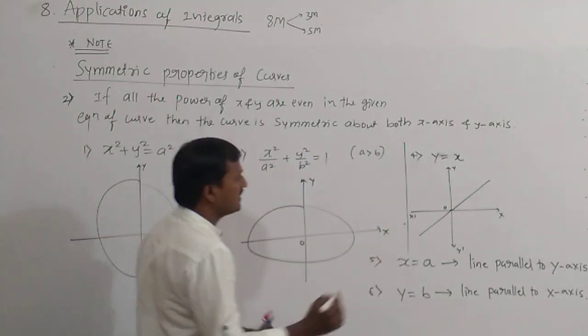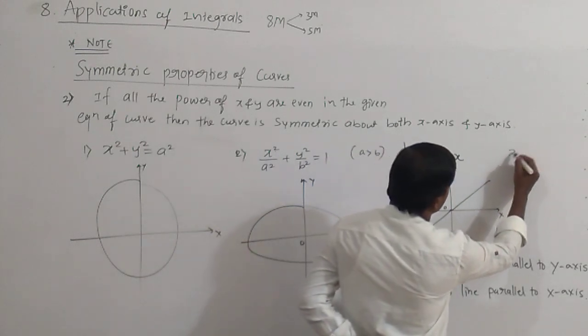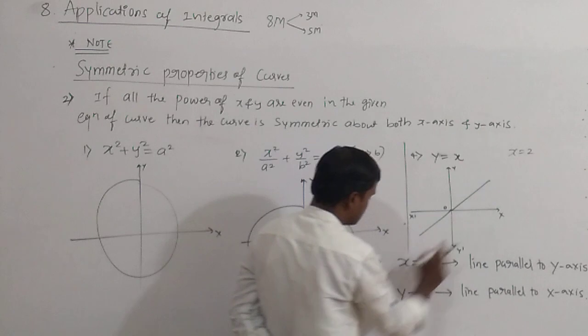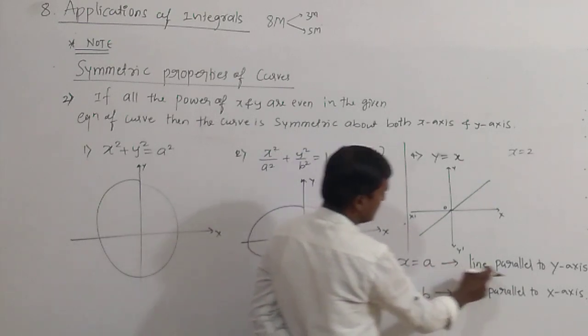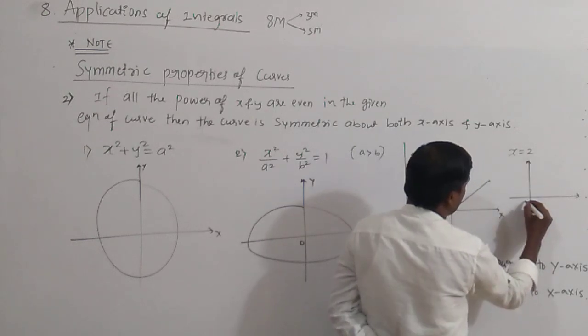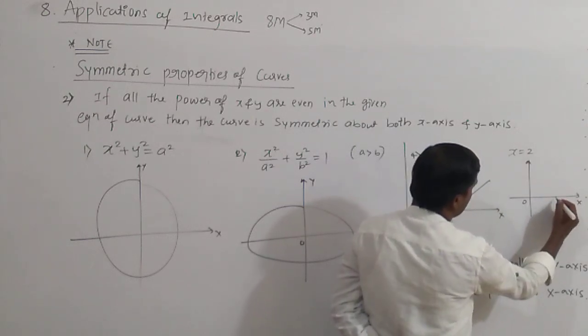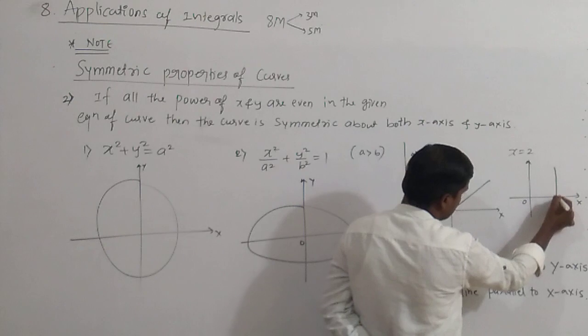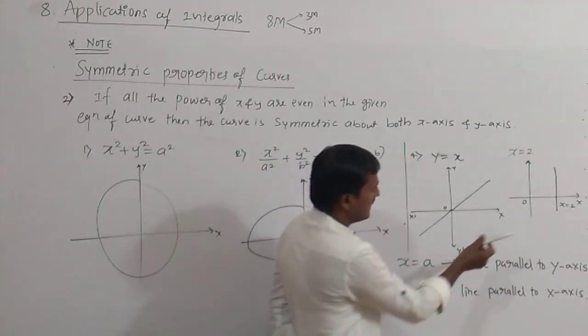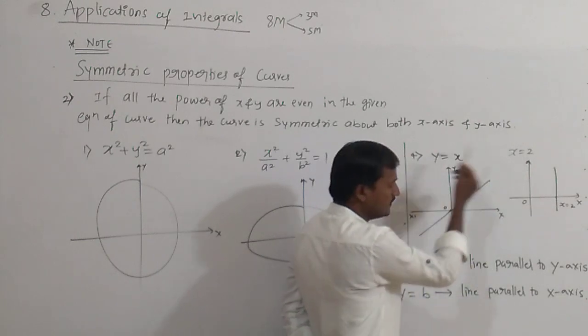For example, if they have given x equal to 2, then how do we take it? Now it is in the form of x equal to a. If x equal to a, the line is parallel to the y axis. So here you take the origin, the value of x is here, and you just have to take the line like this. So this is x equal to 2, and this x equal to 2 is parallel to the y axis.